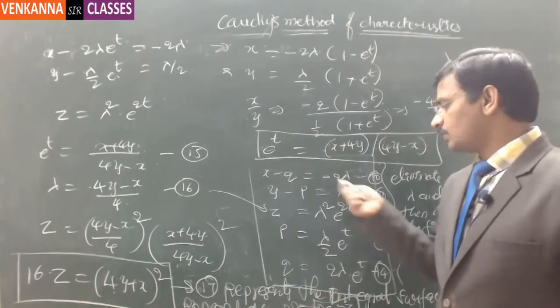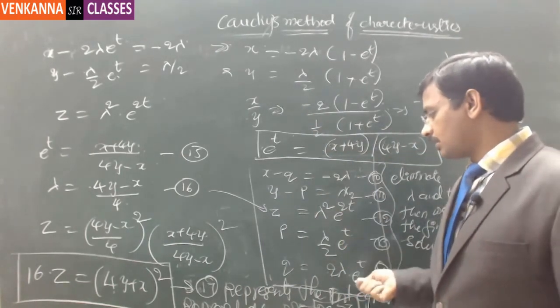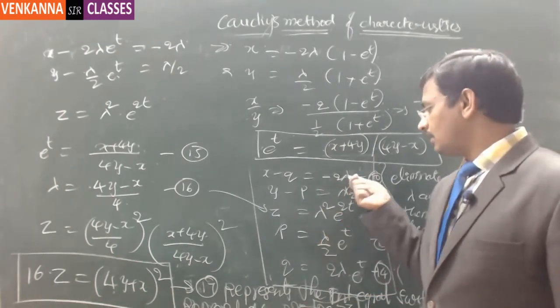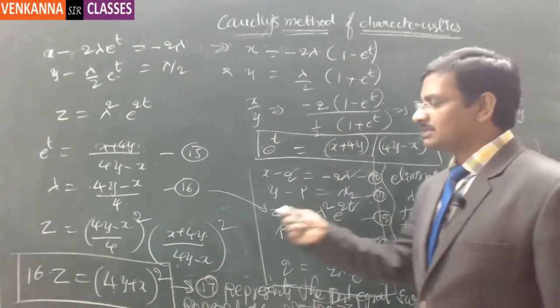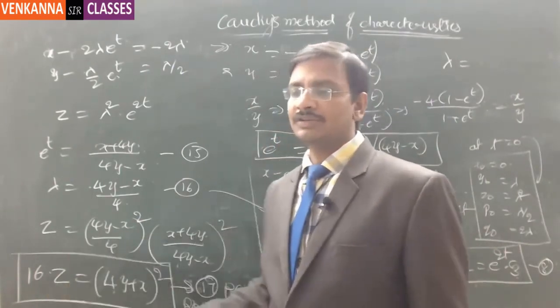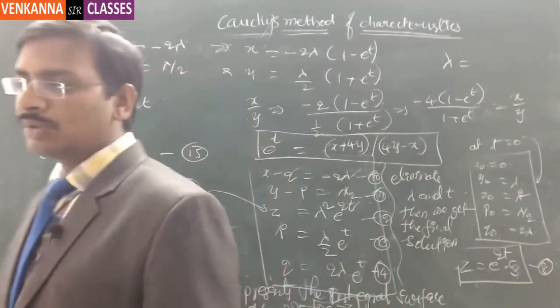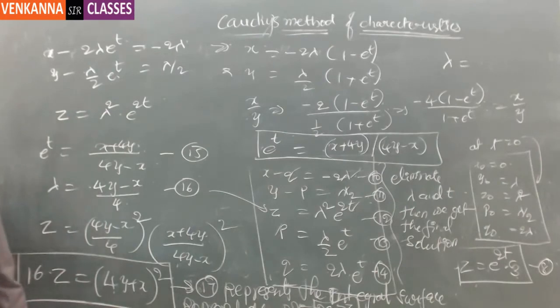So these are the 5 equations. Everywhere you can see only either lambda or t. Now from all these 5 equations you have to eliminate p, q, lambda and t, and replace everything else in terms of x, y, z alone. Then that will represent the integral surface, which is the solution of the partial differential equation pq minus z is equal to 0. Got it? Any questions on this?